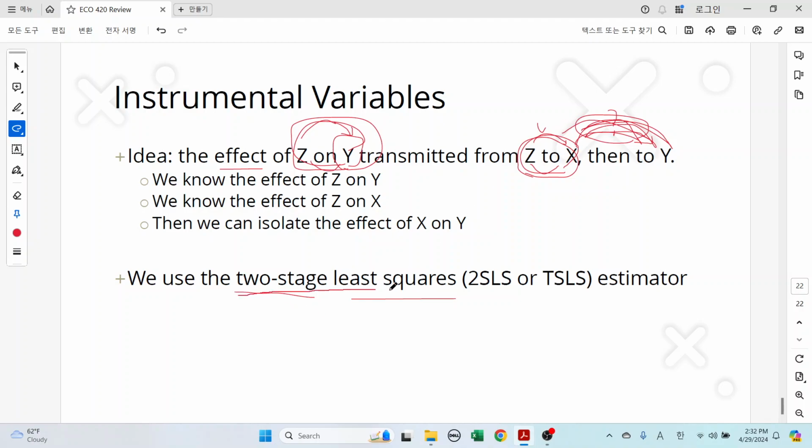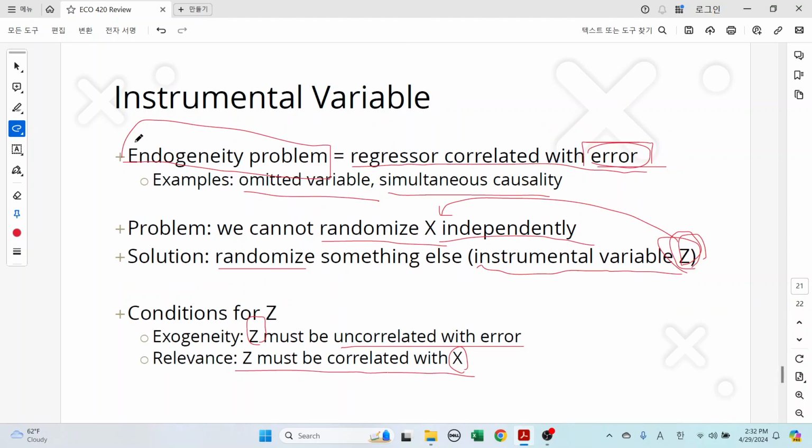You don't need to know how to do it, but just the idea. I think the idea is more important, and the endogeneity is more important. This is pretty common in almost any kind of economics data.